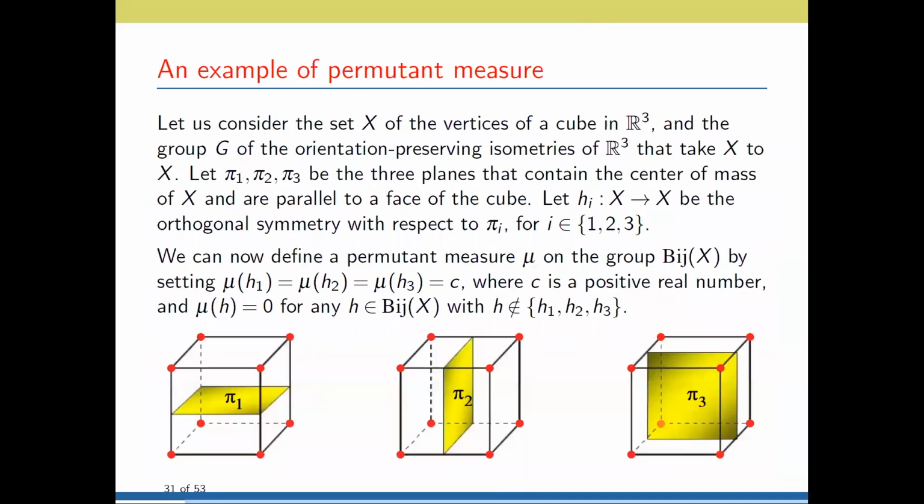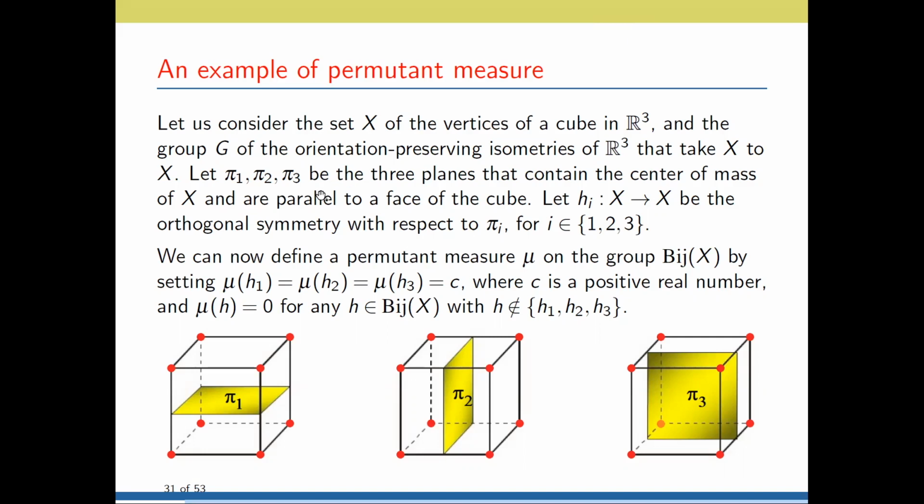Now, an example of permutant measure. Let us consider the set X of the vertices of a cube in R^3. So we have 8 points, a set with 8 points. This is a trivial example of permutant measure. We have X with 8 points, and the group G is the group of orientation-preserving isometries of R^3 that take X to X.